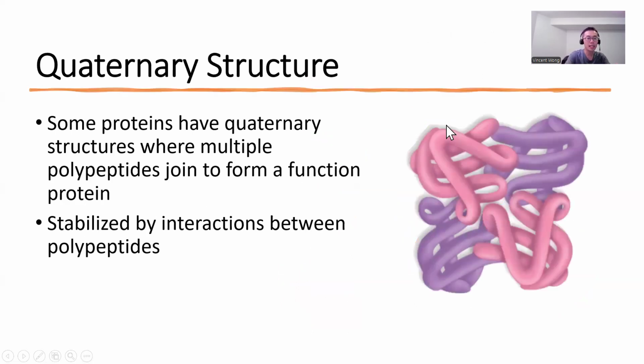Now, some proteins cannot function on their own. So you would have a green peptide that we make, but this is not functional on its own.